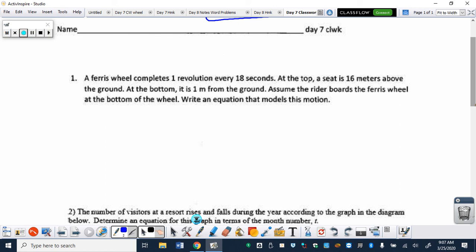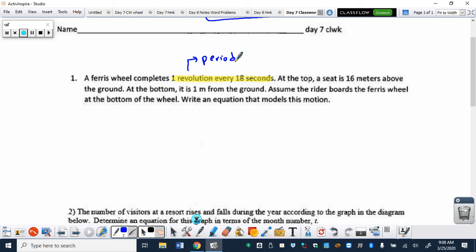So a couple of things we know already from the problem. 1 revolution every 18 seconds. What is that? Is that amplitude? Is that midline? Is that period? Or is that frequency? Hopefully, you all said period. It's 1 revolution every 18 seconds. So it takes 18 seconds for the wheel to complete a revolution. It's pretty quick, very fast Ferris wheel.